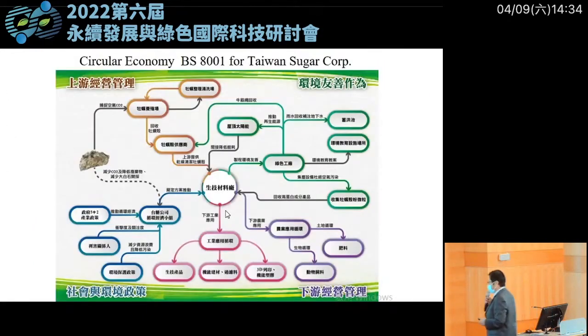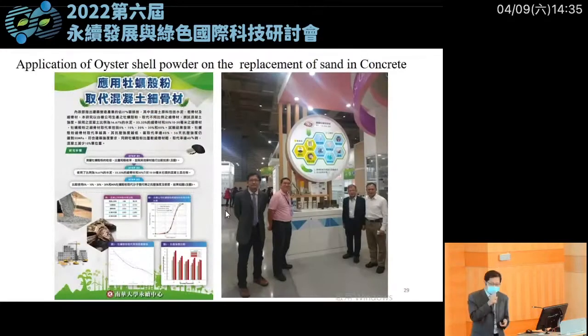The second thing is we have another company doing the circular economy. In fact, you can see later Professor, the CEO, he will talk about the circular economy, and this is what we have them do. I think this figure is very clear to show their system of the biomaterial factory. Okay, and this one, in fact, is our production.